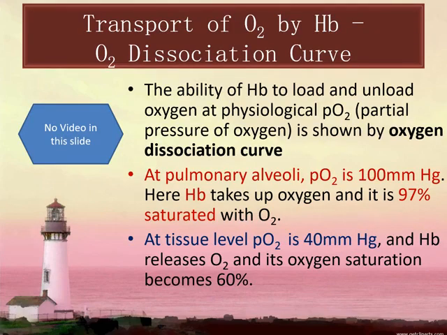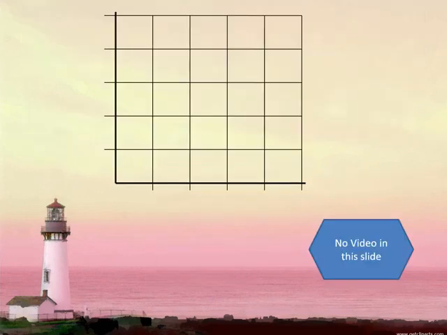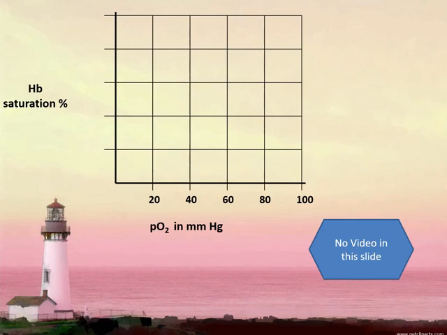See, the oxygen dissociation curve. It's a very important 5-mark question. We will discuss it in the next slide. Whenever they ask you the oxygen dissociation curve for hemoglobin, you have to draw this graph. The x-axis is the partial pressure of oxygen in millimeters of mercury, and the y-axis is hemoglobin saturation. So how much of the hemoglobin is filled with oxygen? It is given as a percentage.